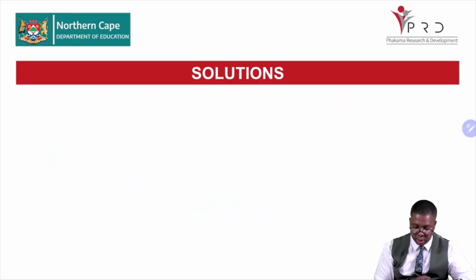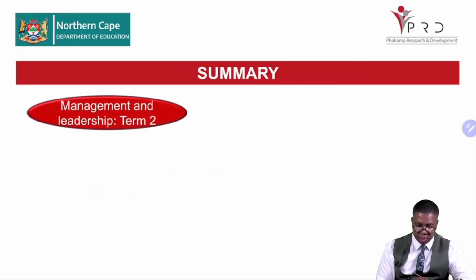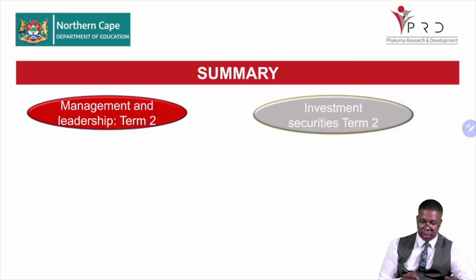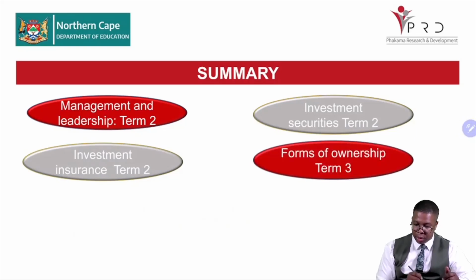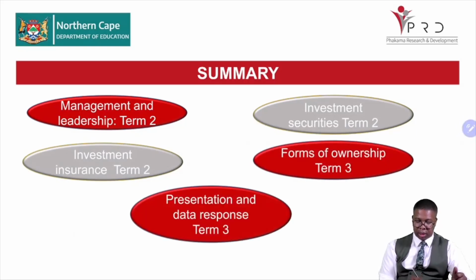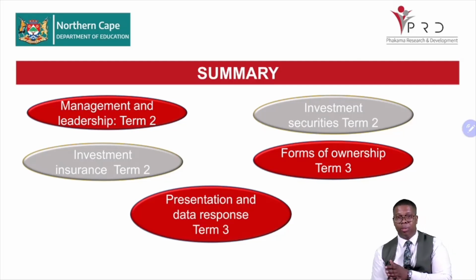So as we proceed, this is the summary of our lesson. We looked into management and leadership, term 2, investment security, investment insurance, forms of ownership, together with presentation and data response. So this was our lesson, and we addressed the aspects of business ventures and how they can be assessed.